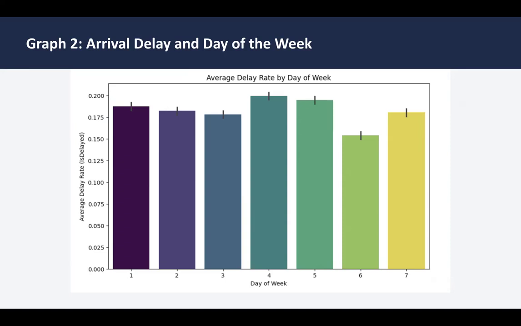This graph breaks down average delay rates by day of week. Day 4, Thursday, shows the highest average delay rate at around 0.200, followed closely by Friday. Saturday notably has the lowest delay rate at approximately 0.155. This pattern makes intuitive sense. Mid to late week sees peak business travel demand, which strains aircraft and crew rotations. Saturday likely benefits from lower overall flight volume. Day of week turned out to be one of our engineered features, and this chart confirms that it carries meaningful predictive signal.